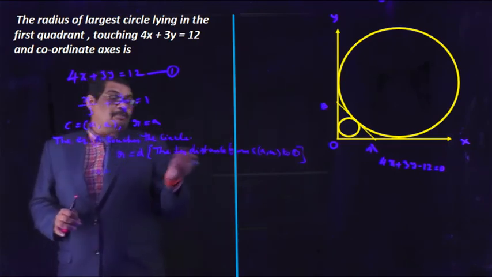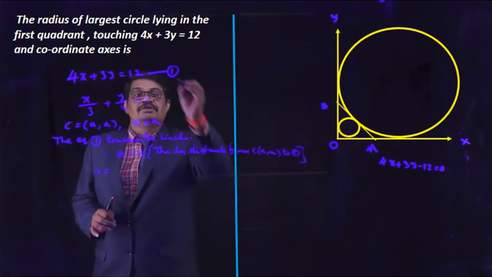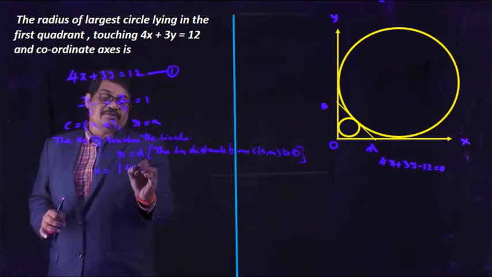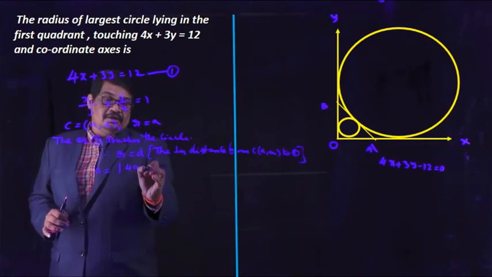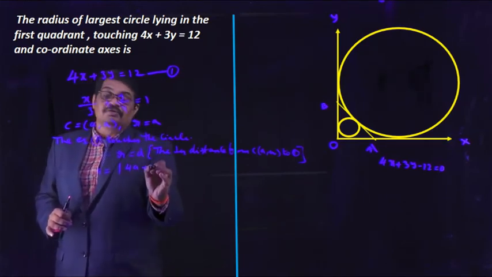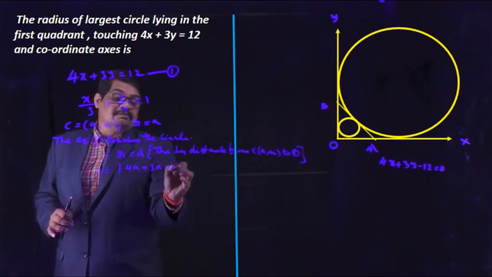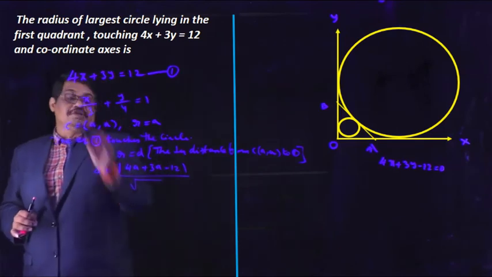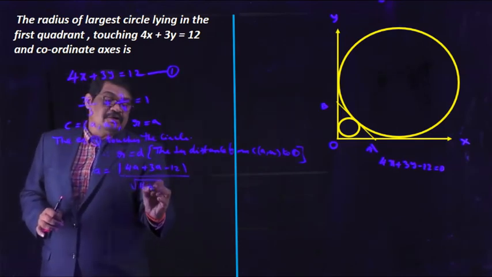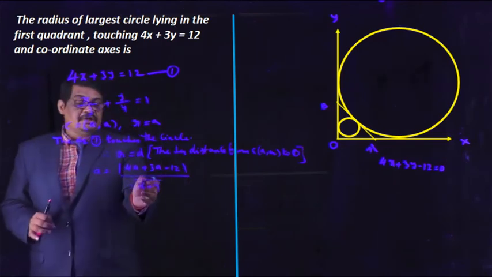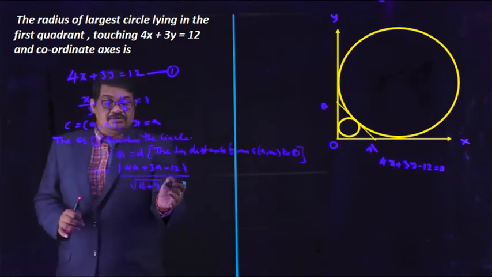And what is the perpendicular distance from the center to the line? That is modulus of ax1 plus by1 plus c by root of a square plus b square. Let's substitute a in this equation: 4a plus 3a minus 12 by root of x coefficient, that is 4 square 16, and y square, that is 3 square 9. From that, root of 25, so that is 5.